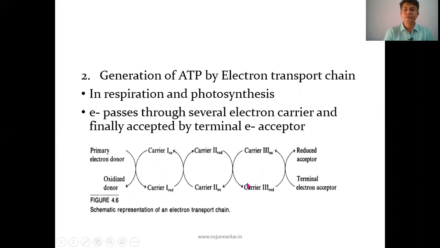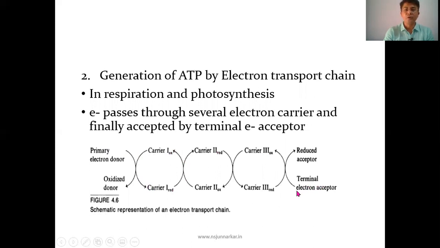The reduced third carrier then transfers the electron to the terminal electron acceptor, and the terminal electron acceptor gets reduced and the third carrier gets reoxidized. So this is how the acceptance of electrons and donation of electrons from one carrier to another carrier results in redox processes. So the electron transport chain involves several redox processes from the primary electron donor to the terminal electron acceptor.